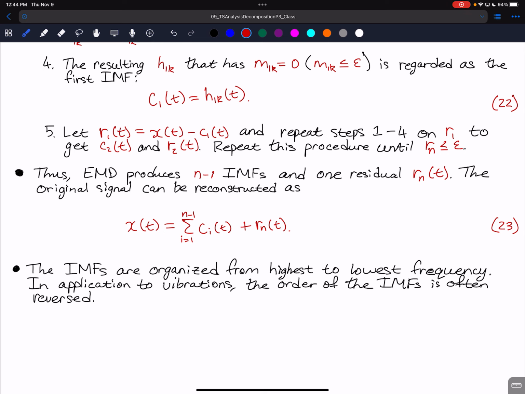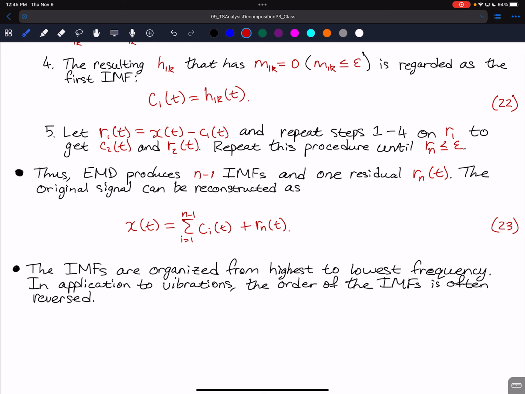So the IMFs are organized from highest to lowest frequency, which is the opposite of the way modes of vibration are organized, which are, in that case, organized from lowest to highest frequency. So you'll often see in an application to vibrations, the order of the IMFs will just be reversed, such that we can talk about IMF 1 being representative of the first mode of a particular system. It just makes that easier.